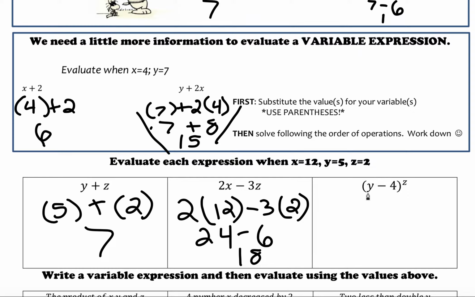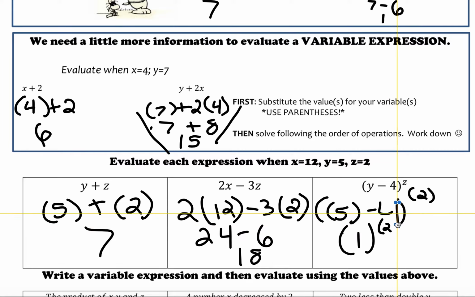So now I have a parentheses, and I have to put the y in parentheses as well. So you're going to have a double parentheses here. y is 5 minus 4. And then up here is 2. So 5 minus 4 is 1. Squared. 1 squared. Easy, it's just 1.